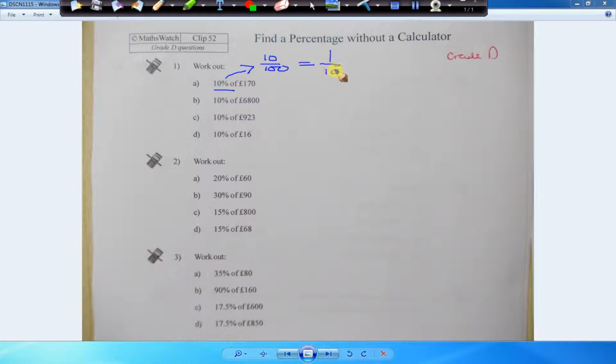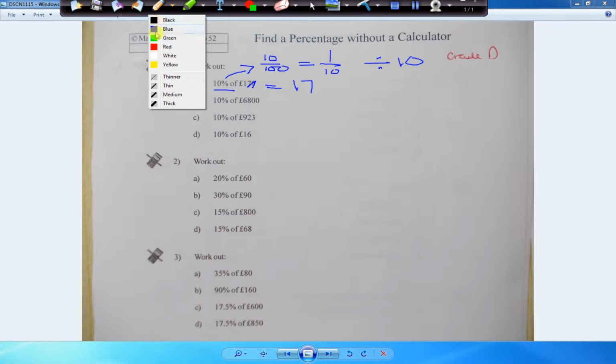1/10. How do we work out 1/10? By simply dividing by 10. So we have 170. If we divide it by 10, we remove the 0 at the end. So the final answer becomes 17. Nice and straightforward. 10% of 6,800. We're going to divide this by 10 as well. So 6,800 divided by 10. What do we do? 0 at the end. We remove it. And we get 68.